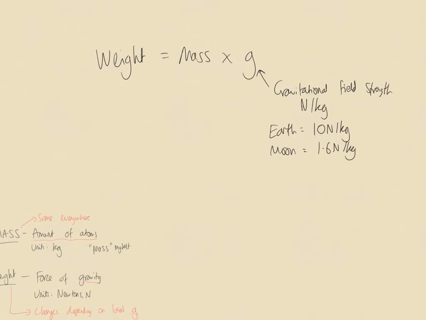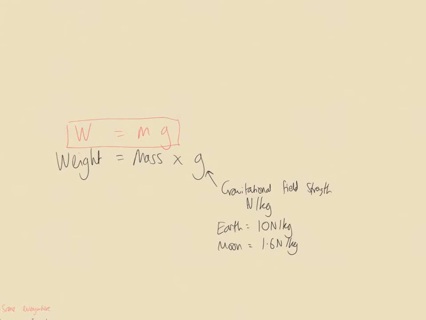If you want to write this as a symbol, we've got W equals mg. And you need to learn that. To rearrange it, we could work out mass by dividing both sides by g. So mass will be equal to weight divided by g. And if we need to work out g for some reason, then again, divide both sides by mass, we get W over m. This is a very useful equation, and it shows you that when you put your mass in and times it by the strength of gravity, you'll get your weight.